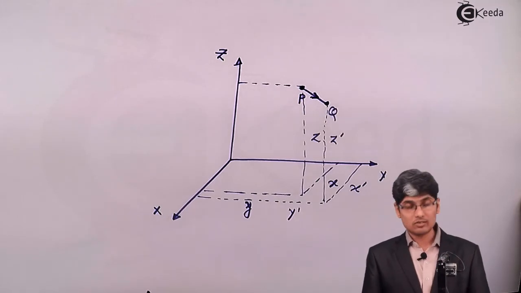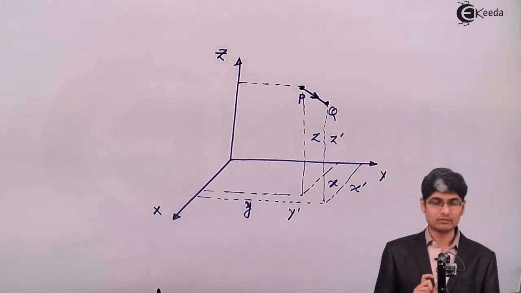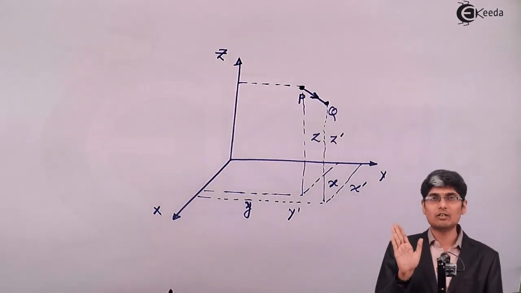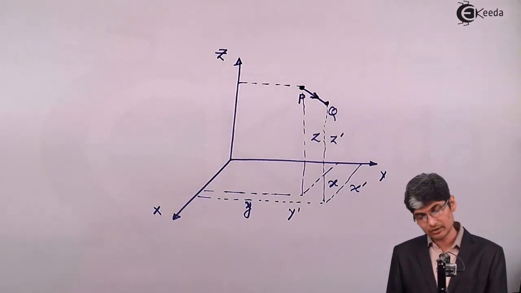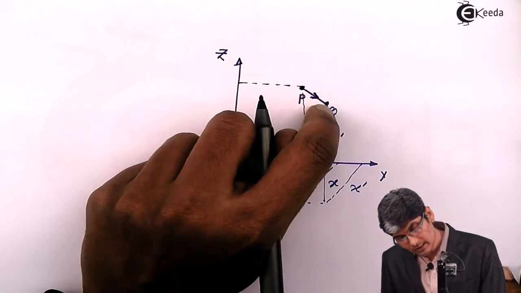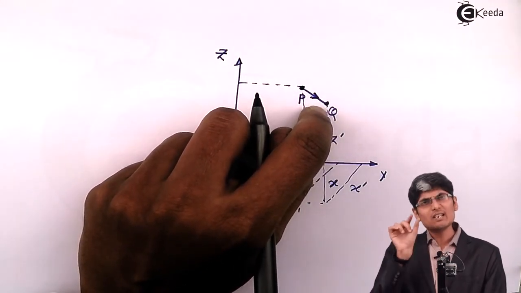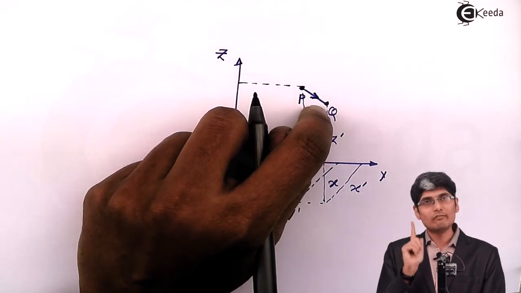So in space, when I traverse, you cannot just say that I traversed 2 kilometers. If you say 2 kilometers, it will be very vague information, because I don't know in which direction. You have to say 2 kilometers in this direction. So when I say a differential element, it is actually the length of a line, but in a particular direction. That's why it is a vector.